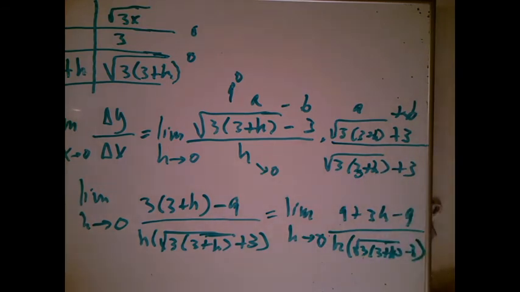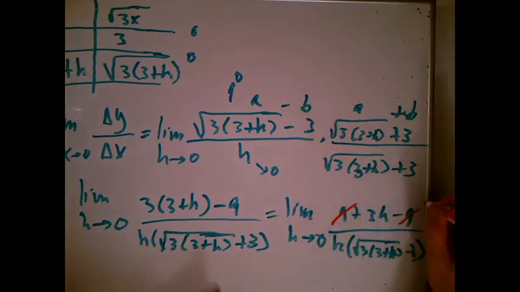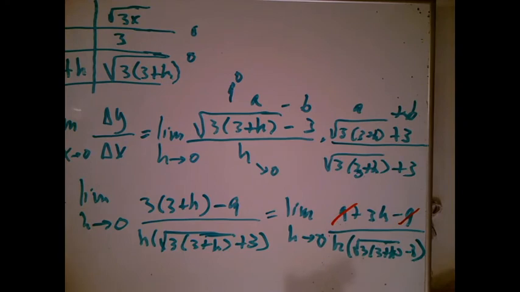Yay! All right, now what I'm going to do is grab some red, because this 9 and this 9 are going to kill each other. Now what's left on top is 3h, and what's left on bottom also has an h, so the h's kill each other. And the nice thing about that is what's left, we can plug in for h equals 0 now.